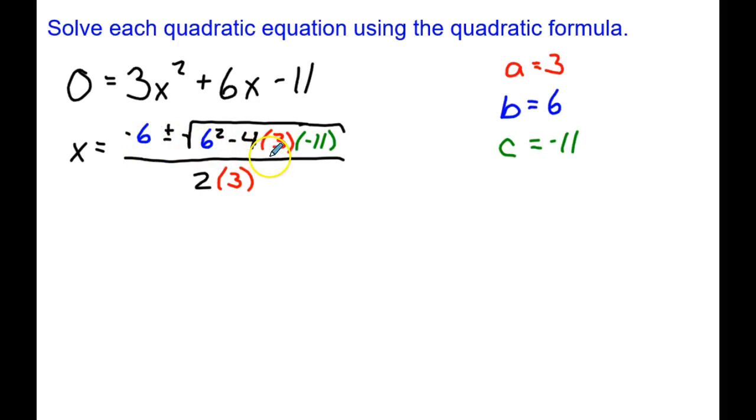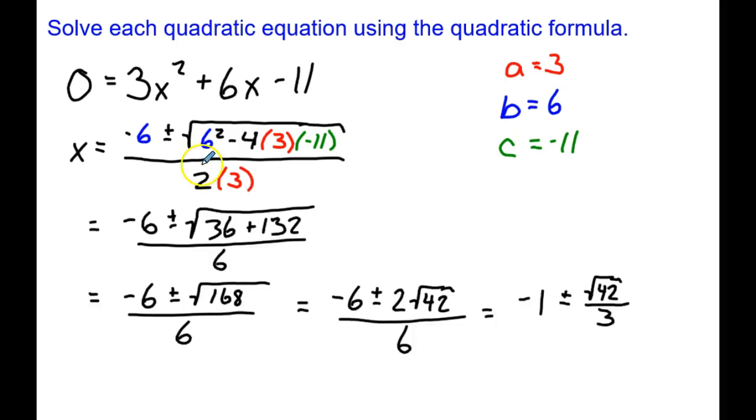So now that we plug these values in, we have negative 6 plus or minus the square root of 6 squared minus 4ac, all divided by 2 times a. Now we just have to go through and simplify this expression on the right side. So underneath the radical, we have 6 squared, which is 36, and then we have a negative 4 times 3, which is negative 12. Negative 12 times negative 11 is a positive 132. So these two negatives make us have to add that value in the end. 36 plus 132 is 168.